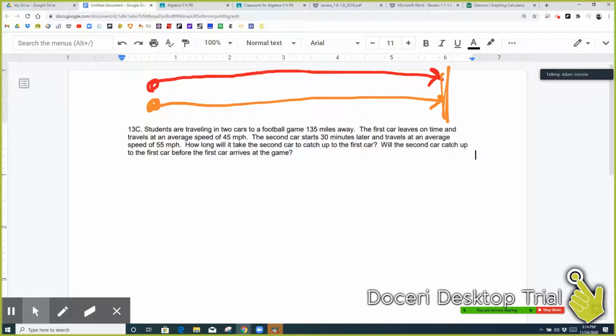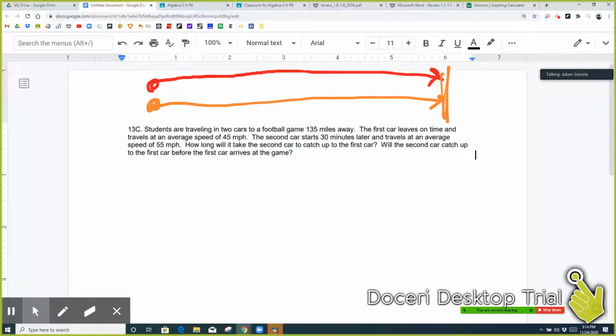Now, once we figure out the time that they'll catch up, we can figure out the distance that the cars have traveled and see if it's been more or less than 135 miles. If it's more, then that means the first car got there before they caught up to each other. If they catch up at a distance that's less than 135 miles, then that means the two cars were past each other before they got to the game.